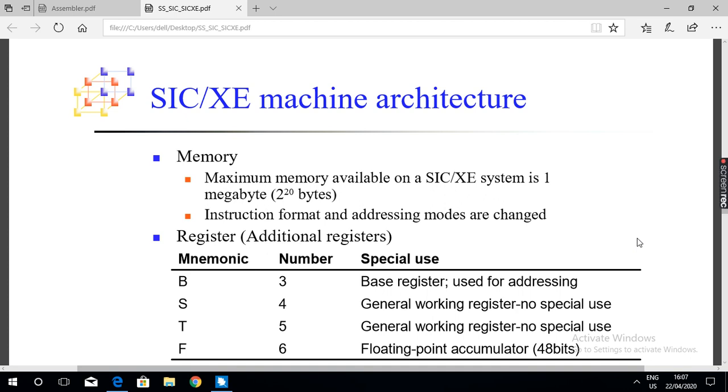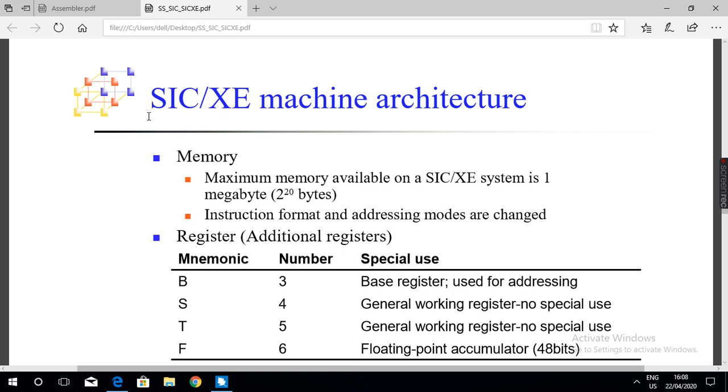In the previous class, you have learnt different types of software, which are system software and application software with examples. You have also learnt the architecture of the simplified instructional computer, that is, the architecture of SIC. Today you will learn about the machine architecture of SIC/XE.